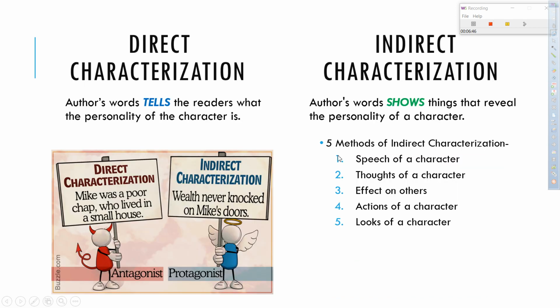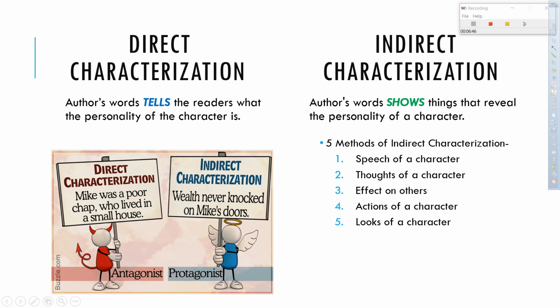Direct characterization. In direct characterization, the author's words directly tell the reader what the personality of the character is. And indirect characterization is very different. The author's words show things that reveal the personality of a character. And there are five different methods of indirect characterization. You would look at one, the speech of a character, two, the thoughts of a character, three, effects on others in the story, four, the actions of a character, and five, the looks of a character.